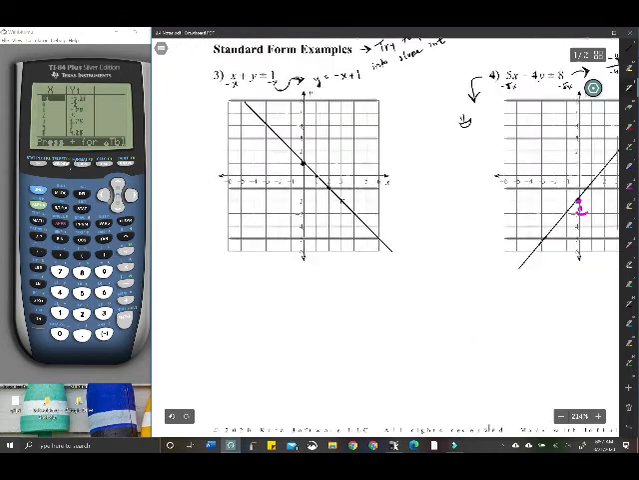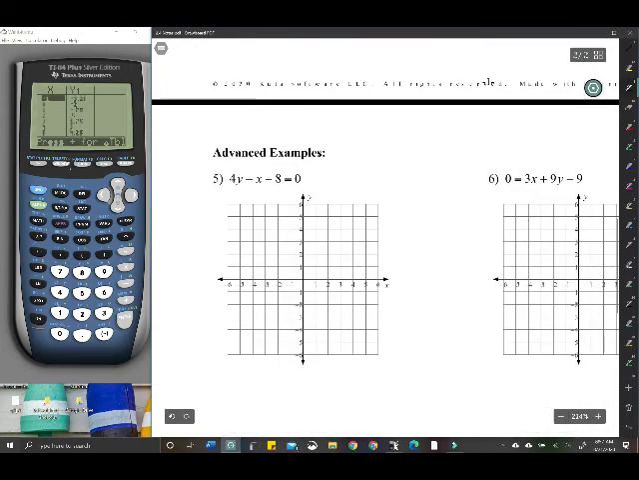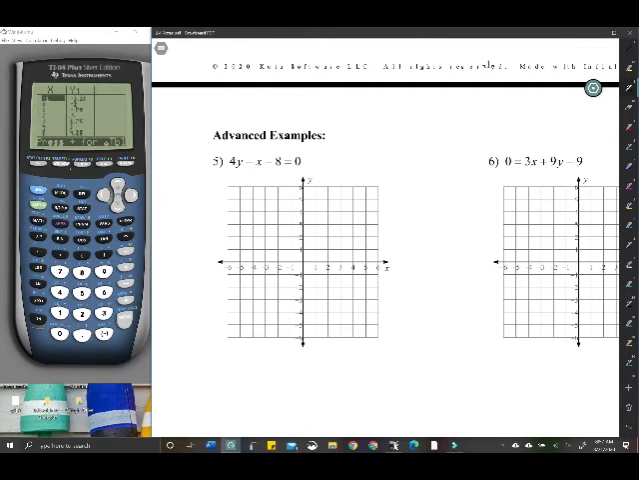Okay, so moving on. Advanced examples. 4y minus x minus 8 equals 0. Again, let's just get it into one of our forms. So try and solve for y. Try and get it into that slope-intercept form. 4y minus x, so that just starts 4y. We're going to add x and add 8. Divide by 4. That's y is equal to 1/4 x plus 2. X over 4 is also 1/4.